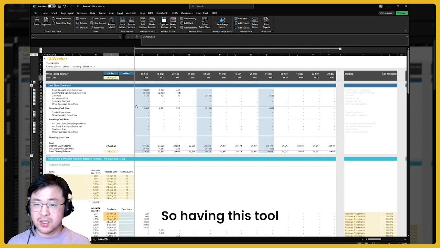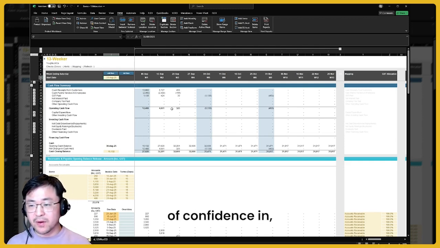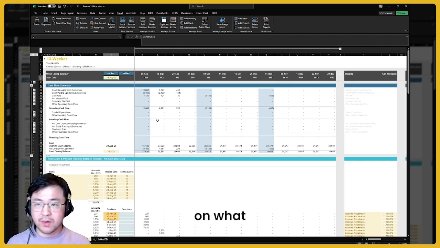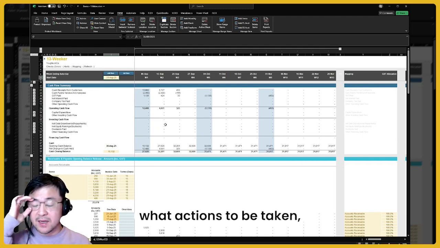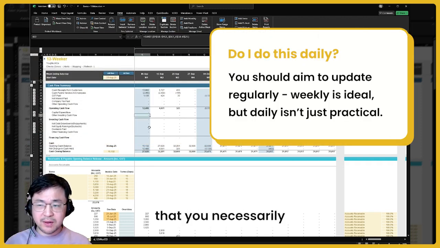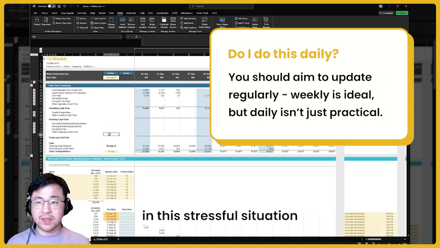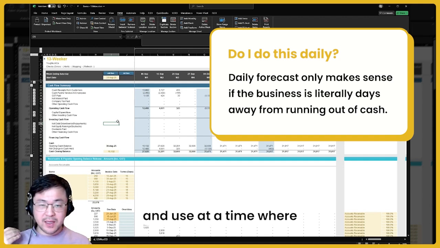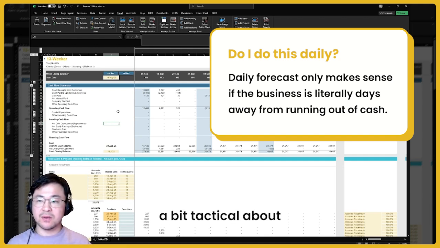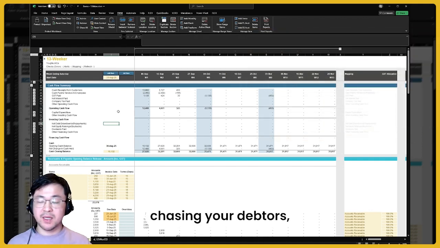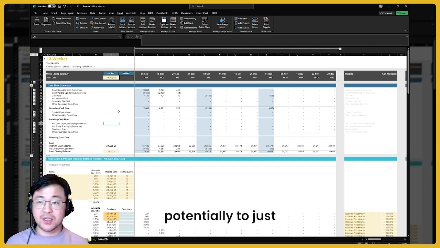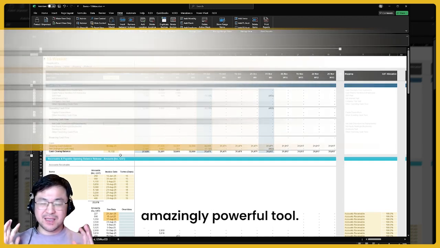Having this tool can help give you the confidence to know what the plan is, but also some action plans on what needs to be addressed, like what actions to be taken from this. It's not a tool that you necessarily want to be using day to day. Ideally, you're not in this stressful situation every day, but it is a tool that you want to be able to pick up and use at a time where cash flow is tight and you need to get a bit tactical about chasing your debtors, people that are overdue, or having conversations with debtors potentially to receive cash in advance and seeing what that will do to your cash flows. So it's an amazingly powerful tool.